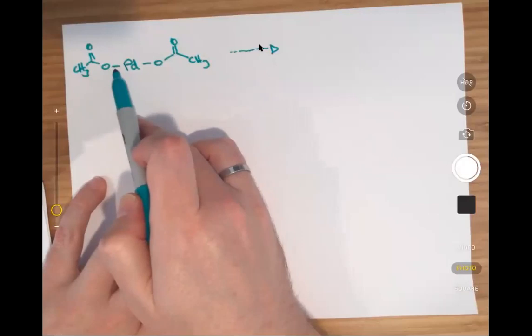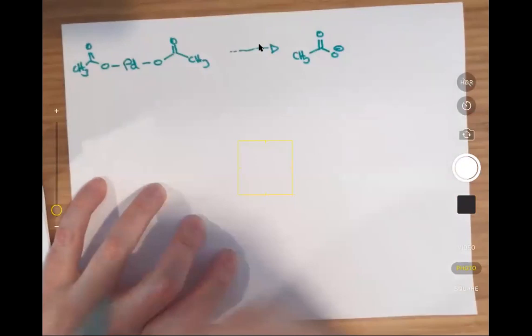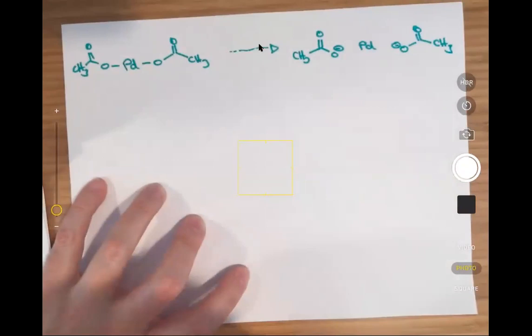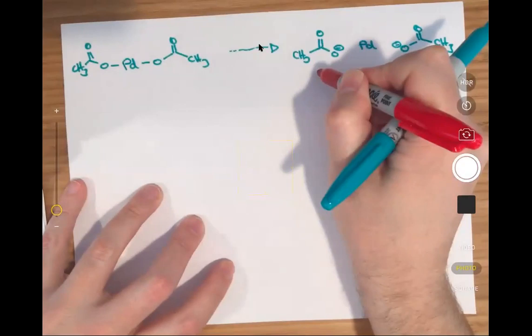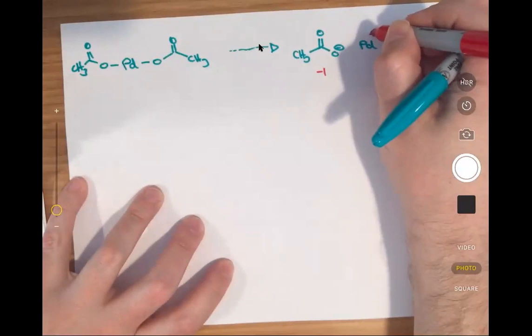So you basically take these electrons with the system. So you end up then with CH3COO with a negative charge here. Then you have the palladium in the center, and on the other side you have exactly the same. And then if you add up the charges, now you have a negative charge here, this is -1. You have a negative charge here, this is -1. The overall complex in the beginning was neutral, so the palladium has to compensate for these two charges. So palladium here in this case is +2 then. Right.